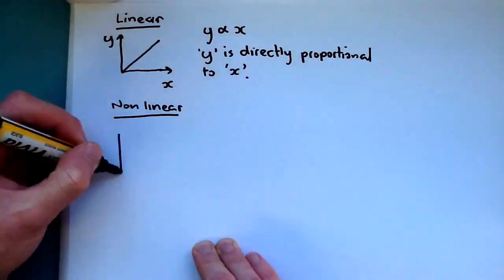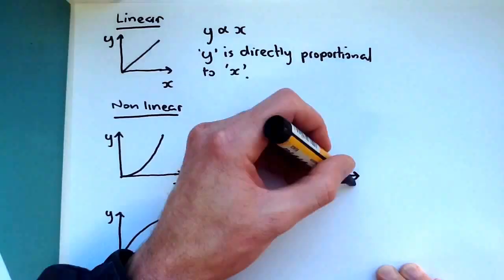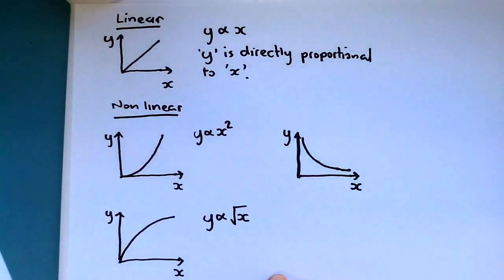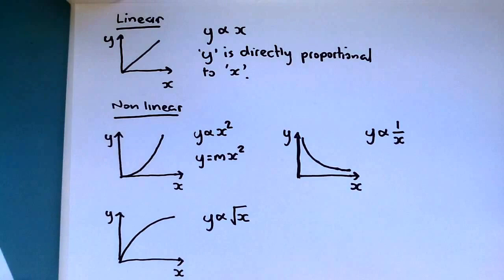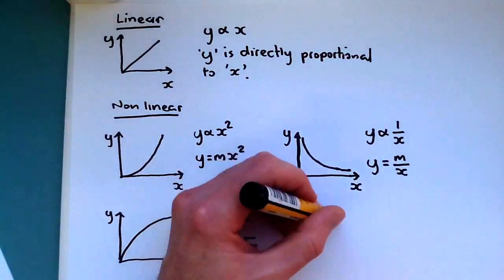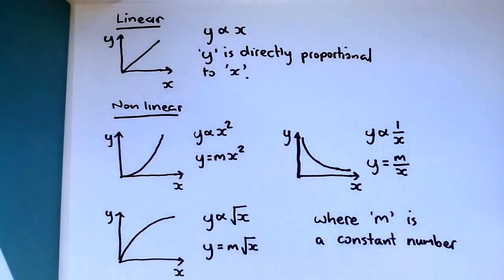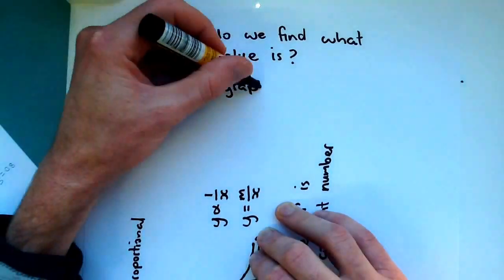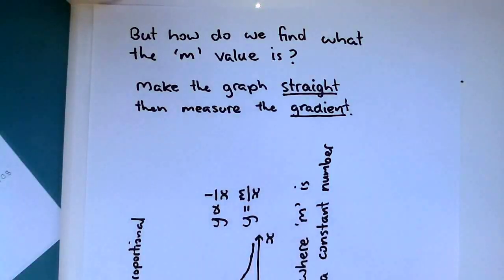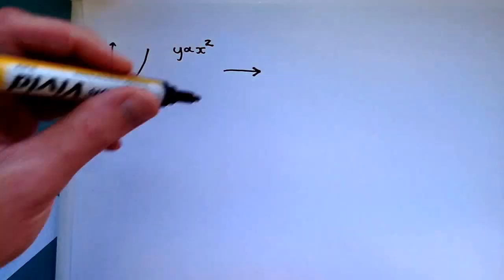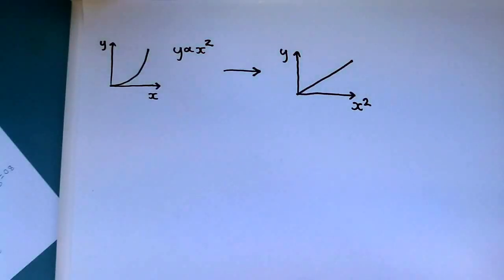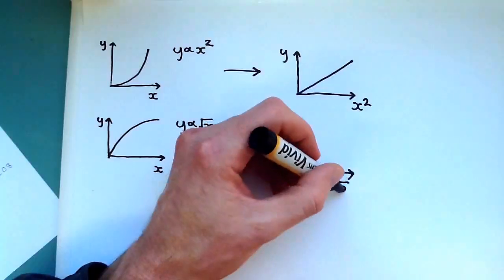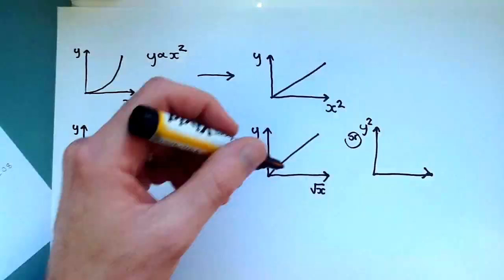For a nonlinear graph, the shape of the curve will tell you what sort of equation you're going to get. Y is proportional to x squared, y is proportional to the square root of x, or y is proportional to 1 over x. The value m is the gradient constant, but to get the gradient constant, you'll need to find a straight line graph. If y is proportional to x squared, then you'll need to plot y versus x squared.